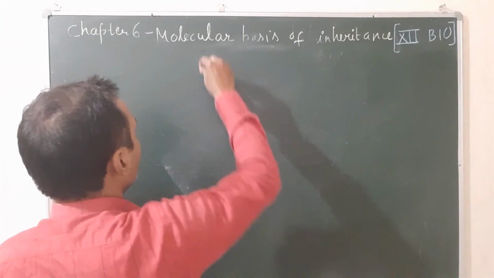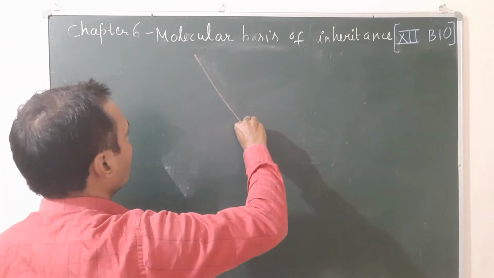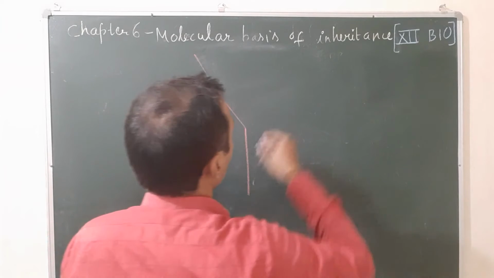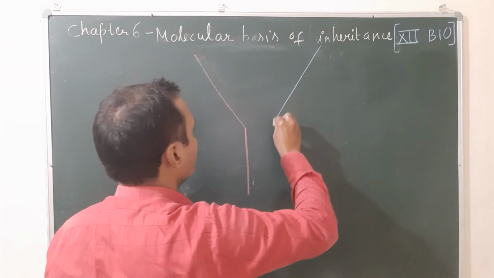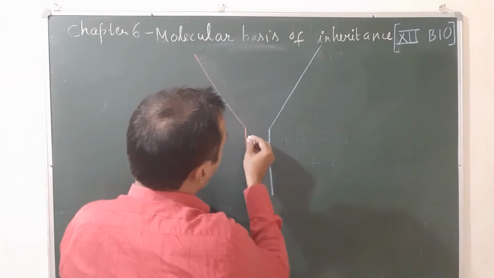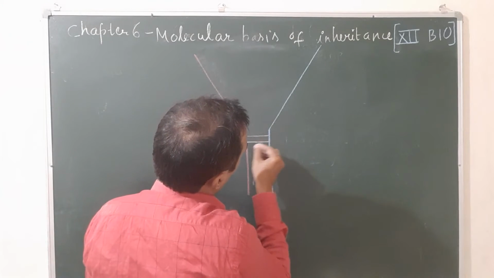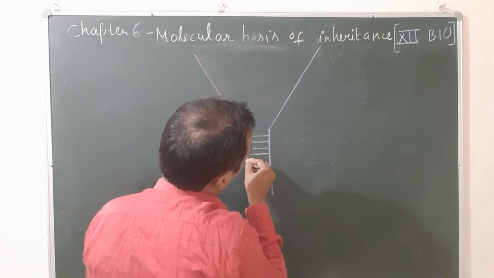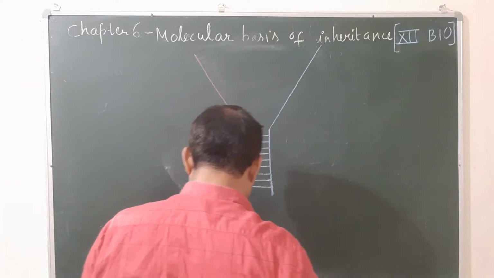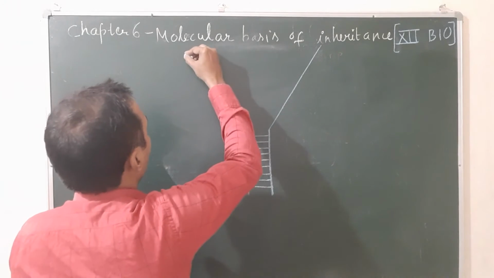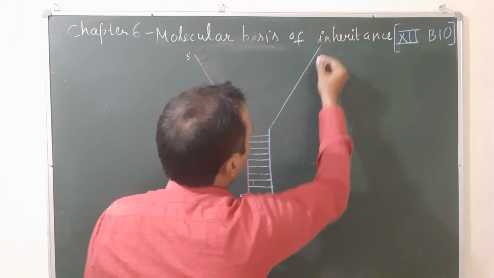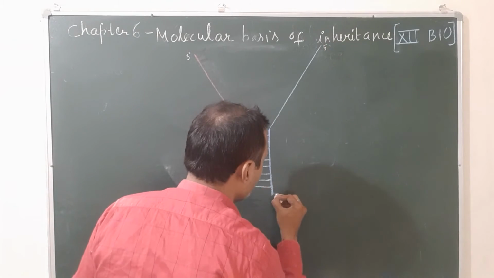Suppose that this is the unwound part, this is the closed part. This is the second unwound part. This is the base paired part. Here, this part is base paired, and you have to write the polarity at the same time. This is the 3' and this is the 5', and this is the 5', it will be 3'.